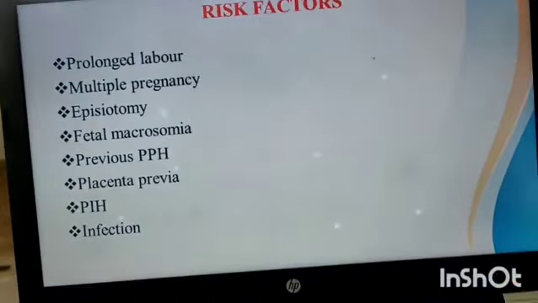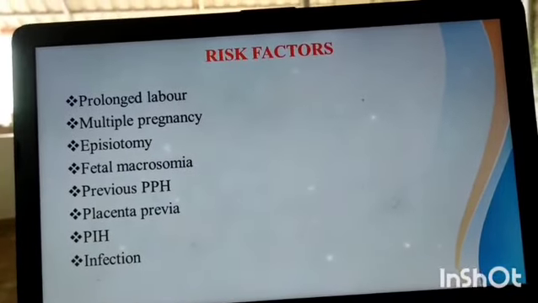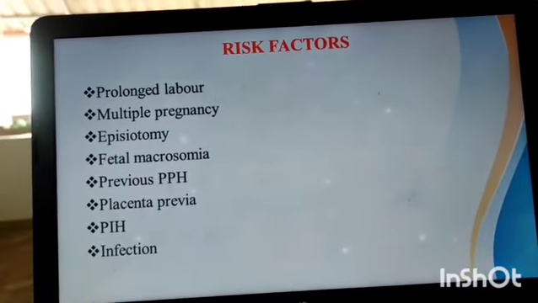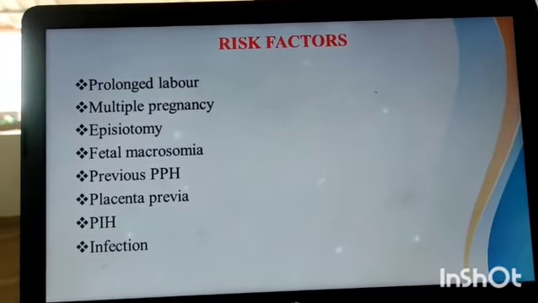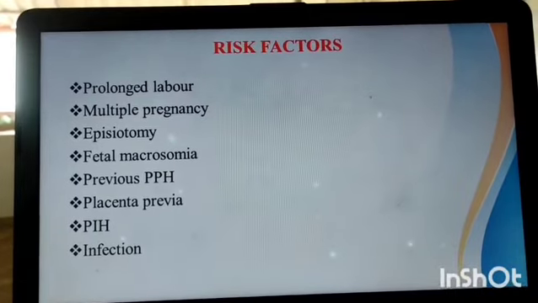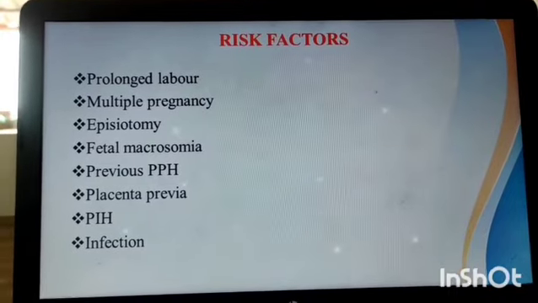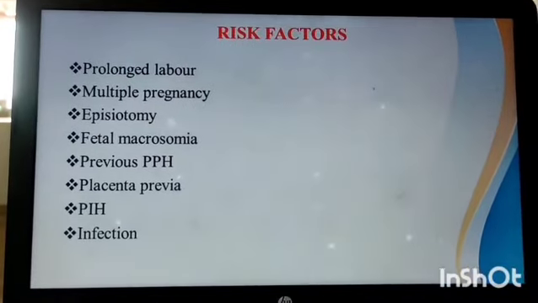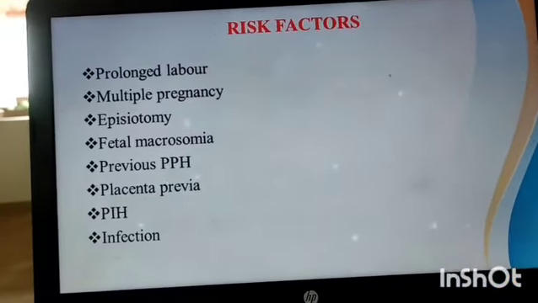Next we can see the risk factors of PPH. First one, prolonged labor. Then multiple pregnancy: if the mother has more than one child in the uterus at a time. Then episiotomy, an incision made on the perineal area during delivery. Then fetal macrosomia. Then previous postpartum hemorrhage is also a risk factor. Then placenta previa. Then pregnancy induced hypertension, PIH, and infection. These are the risk factors of postpartum hemorrhage.